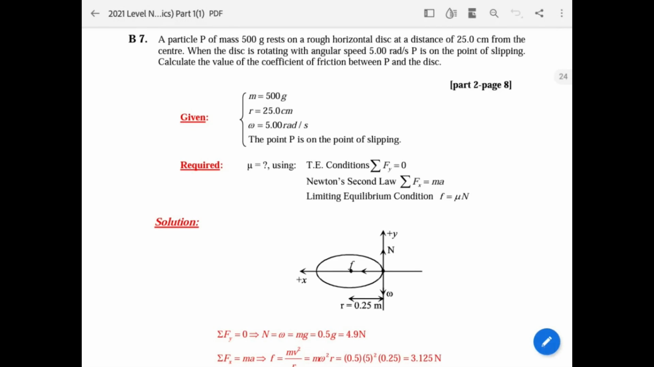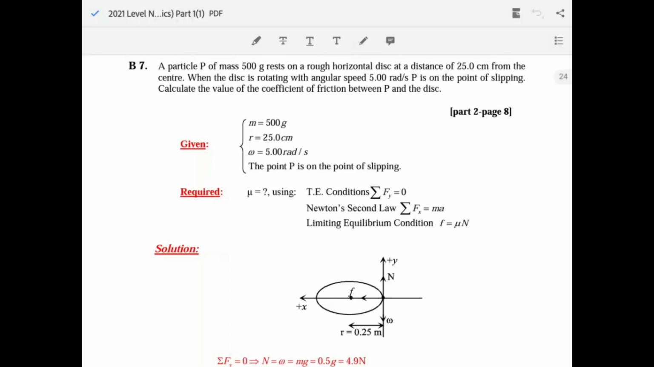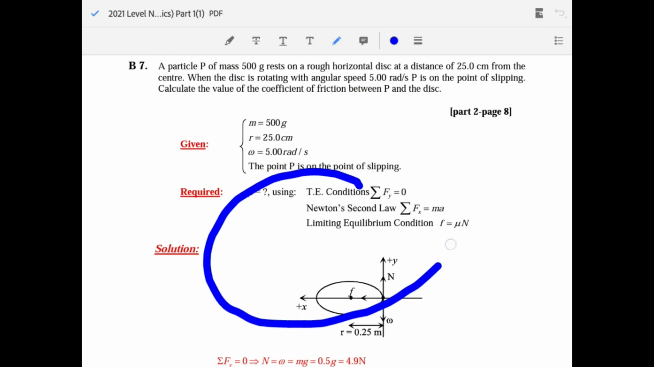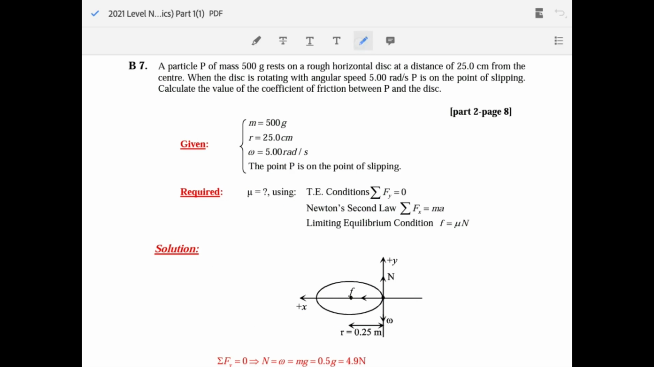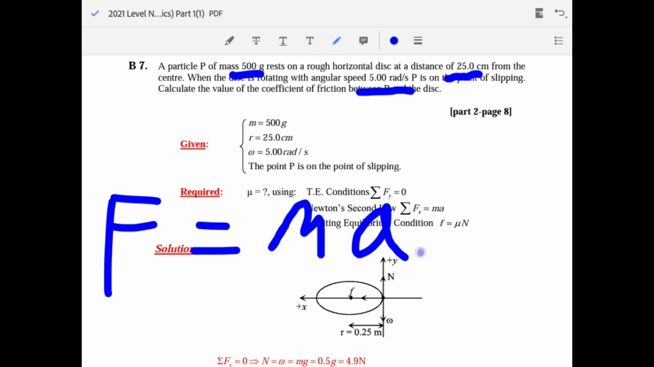Number 7, a particle P of mass 500 gram rests on a rough horizontal disk. So you have a disk here that's on a table and it's spinning, and you have a particle on it supported by normal push and friction. It's rotating at uniform speed. So you have UCM with the friction giving the push towards the center, the centripetal acceleration push. So mass 500 grams, distance 25 centimeters, angular speed. So first thing that should come to mind is force is equal to mass times acceleration of this is normal.